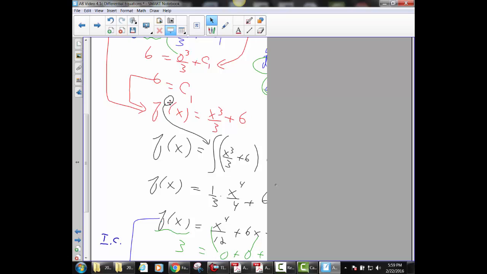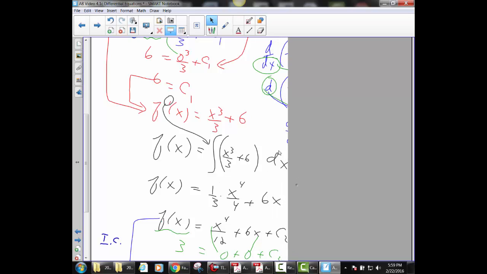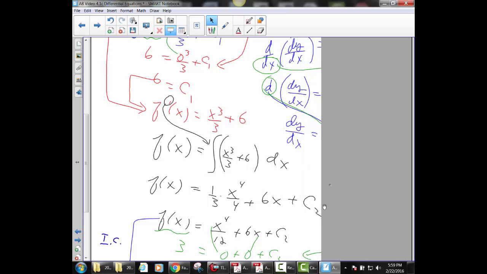So I get rid of the prime, or the derivative, by taking the antiderivative on the other side. Don't forget the differential. And now this time I pull out the third. I have x to the fourth over 4 plus 6x plus c. Now I have to call that c2. I can't call it c1.